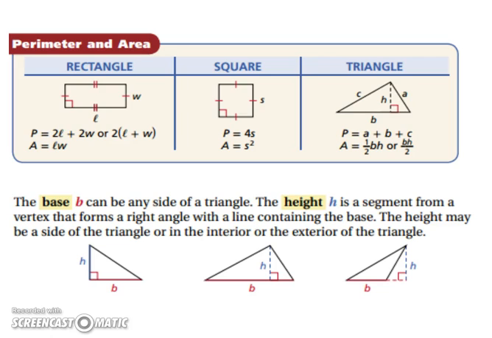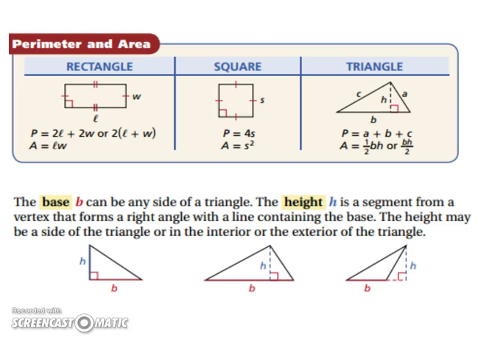Now, it's important to make sure you know which one is the base and the height. The base can be any side of the triangle. However, the height is a segment from a vertex that forms a right angle with the line that you're claiming is the base. So if this is our base here on the bottom, your height needs to meet it at a right angle. Your height has to meet the base at a right angle. Okay?